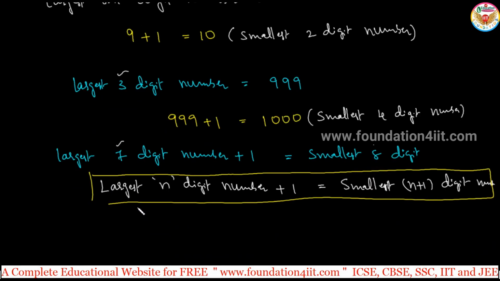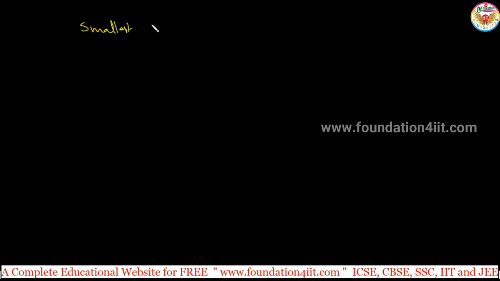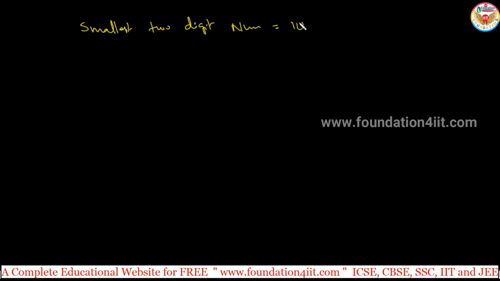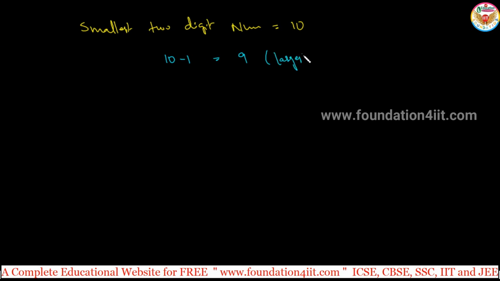Same way, when you come to reducing numbers, for example, the smallest two digit number is 10. Same pattern, subtraction. From 10 you can subtract 1, then that becomes 9. So 9 is the largest one digit number. It is the same as the previous pattern, just in reverse.